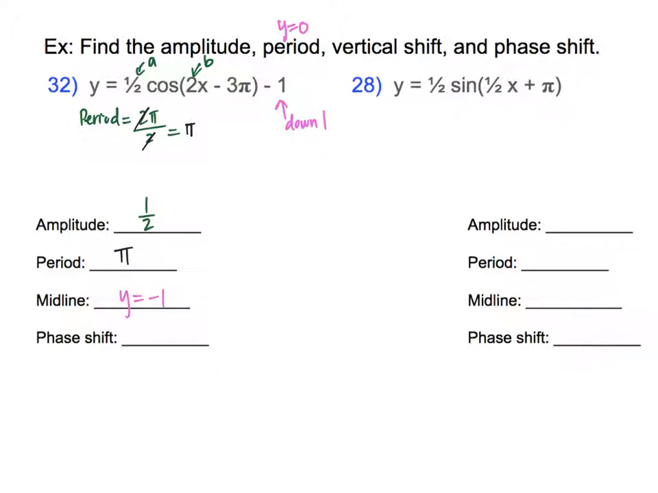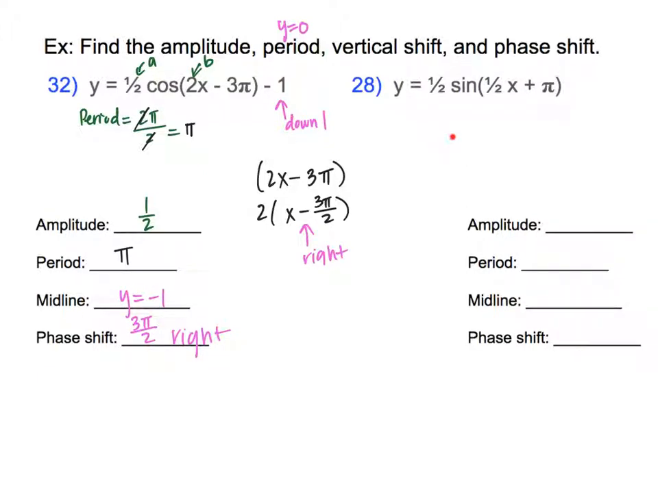For the phase shift, let's look at our parentheses here. This is 2x minus 3 pi. Because this is my b, the coefficient in front of x, I have to factor that out. If I bring out this 2, I'm dividing, so this would be 3 pi over 2. And so my phase shift is right 3 pi over 2. Remember, for phase shift, you have to tell me the direction.